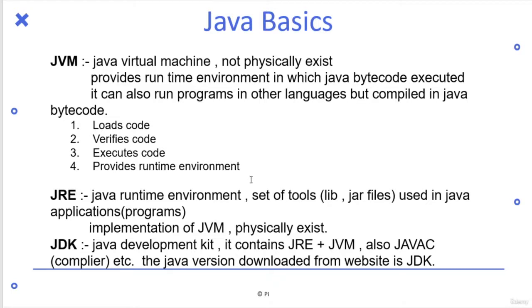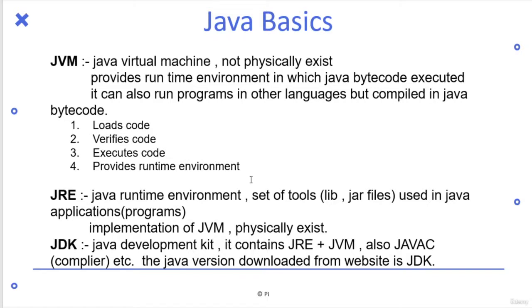So other than this, JRE is the Java Runtime Environment, which is a set of tools, libraries, jar files, etc. and Java application programs. It is the implementation of JVM. We can say for the implementation purpose, we need a backend as a JRE for the JVM. Again, this physically exists. So these are some libraries, jar files, war files in Java.